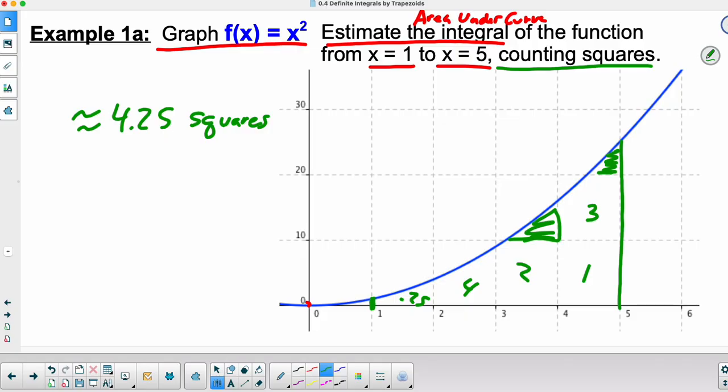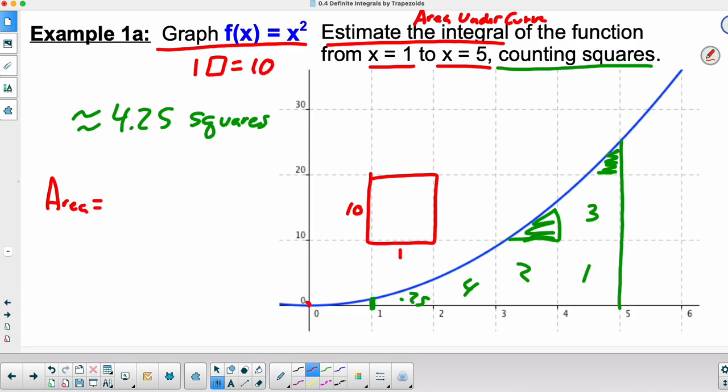That's my guess. Now, based on yesterday, though, that's not my area. My area under my curve would actually be this. How big is each square? If I look at my graph, the way I drew my graph, each one of these is 1 unit over, but then I'm going up 10 units this way. So 1 square actually equals 10 units squared. Does that make sense? So 1 square equals 10 units squared.